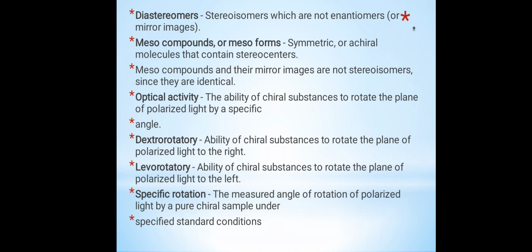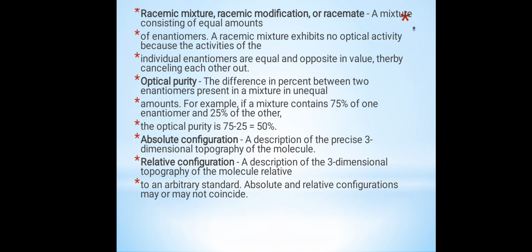Dextrorotatory means the ability of chiral substances to rotate the plane of polarized light to the right. Levorotatory means the ability of chiral substances to rotate the plane of polarized light to the left-hand side. Then the next term is specific rotation: the measured angle of rotation of polarized light by a pure chiral sample under specified standard conditions.